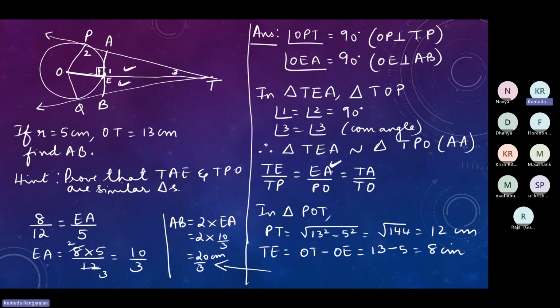PT can be found using Pythagoras theorem. So this ratio was not used. So substitute here and find AE. Once you find AE, double it to find AB.